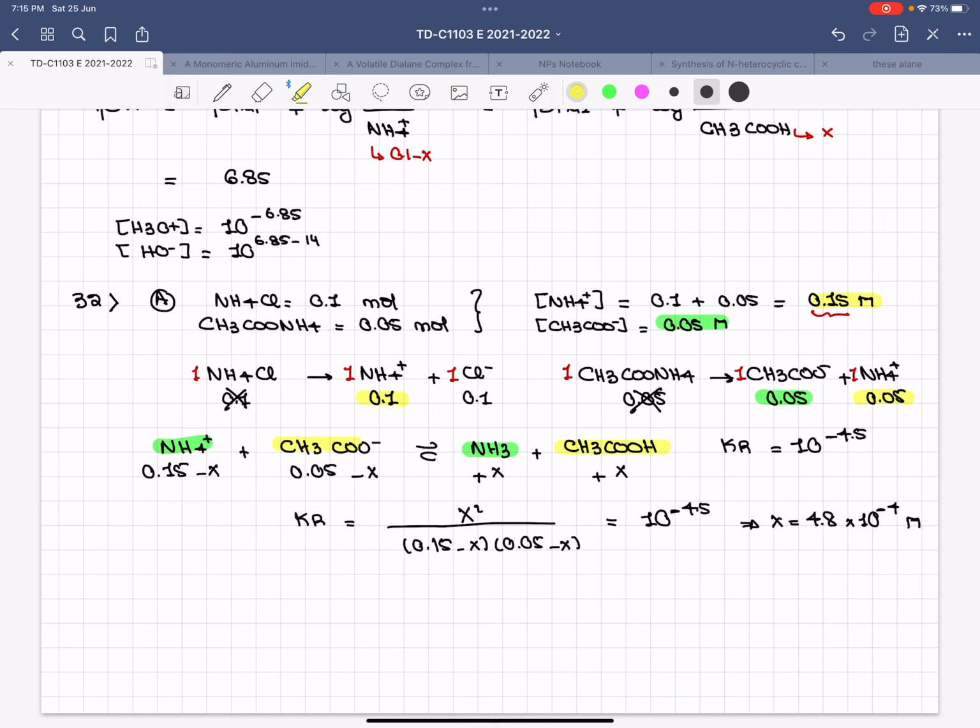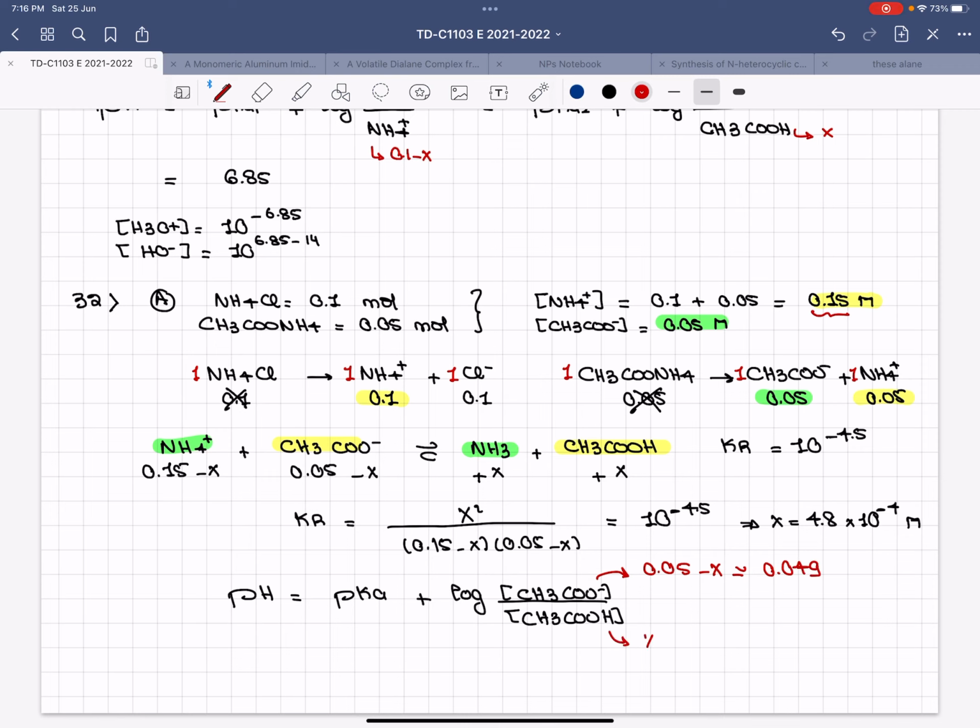Either use NH4 plus or a CH3COO minus like we did above. And basically you get that the pH is equal to the pKa plus log of CH3COO minus divided by CH3COOH. And basically this is equal to CH3COO minus 0.05 minus x, which is approximately equal to 0.049.